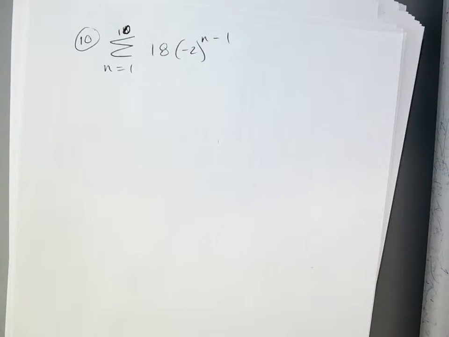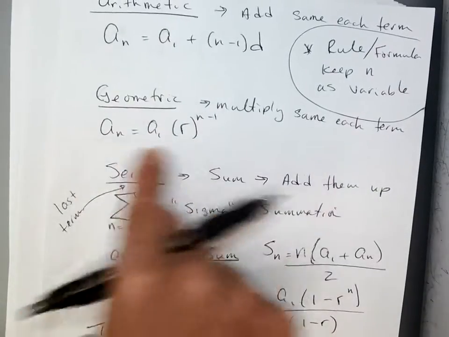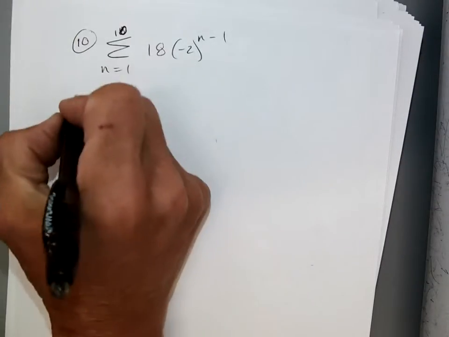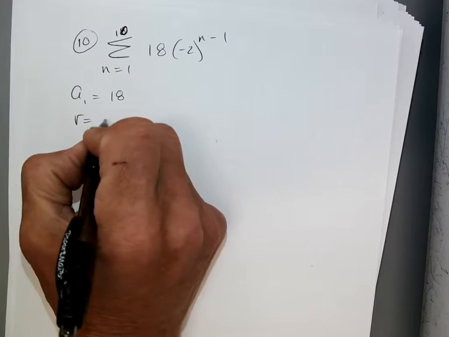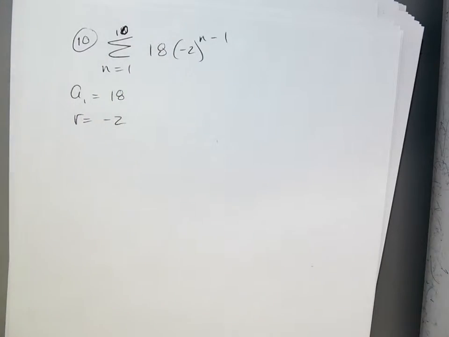Okay. Arithmetic, geometric. It's got to be geometric. You know why I know it? It fits my formula so well. Do you see how it fits my formula so well? It really does. So I know A1 is 18 and R is -2, okay?